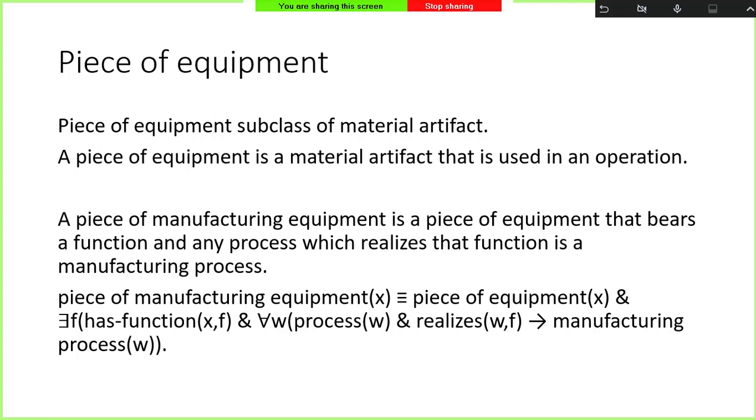So we can't really define piece of equipment in any satisfactory sense, but we can define piece of manufacturing equipment using this same design pattern involving function, realization, and process. A piece of manufacturing equipment is a piece of equipment that has a function which is such that any process which realizes that function is a manufacturing process.